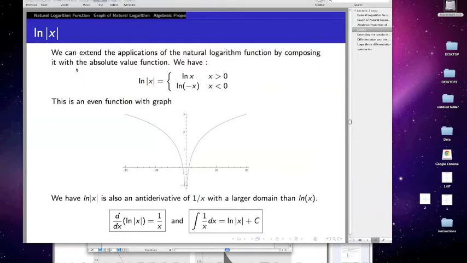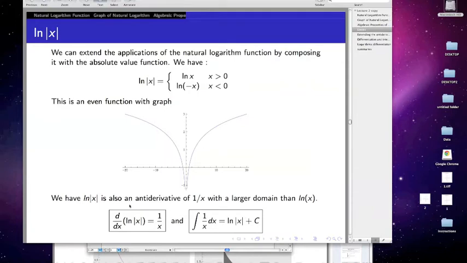We can expand the domain of our antiderivative for 1 over x by using absolute values. We have the natural log of the absolute value of x is the natural log of x if x is bigger than 0, and the natural log of negative x if x is less than 0. Here we have its graph, and obviously it's not defined when x equals 0. And in fact, if we differentiate this function, we see that its derivative is also 1 over x, but it has a larger domain than the natural log of x.